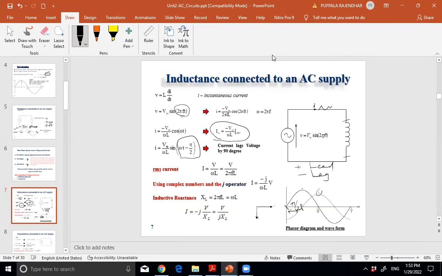If I place one more resistor here, it becomes an RL circuit, right? So in this case, the angle will not be equal to pi by 2. It will be less than pi by 2 that we will get here for an RL circuit.